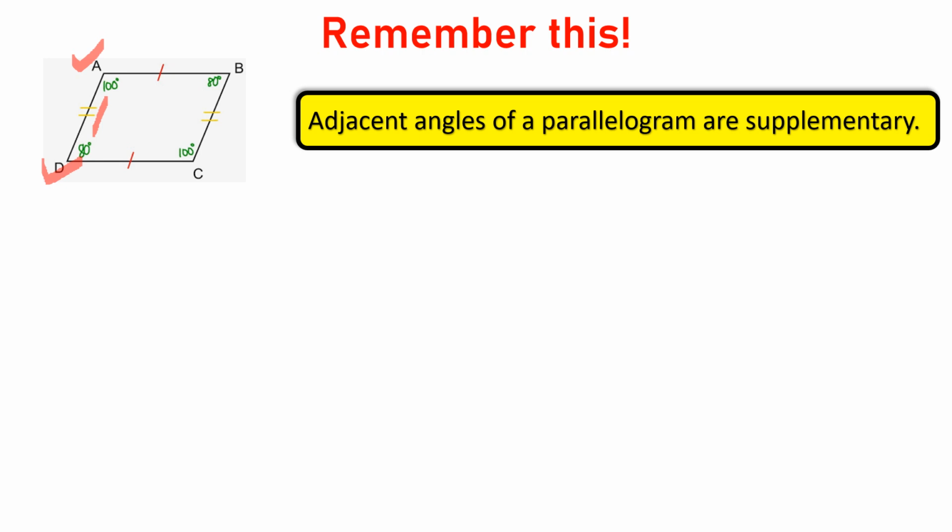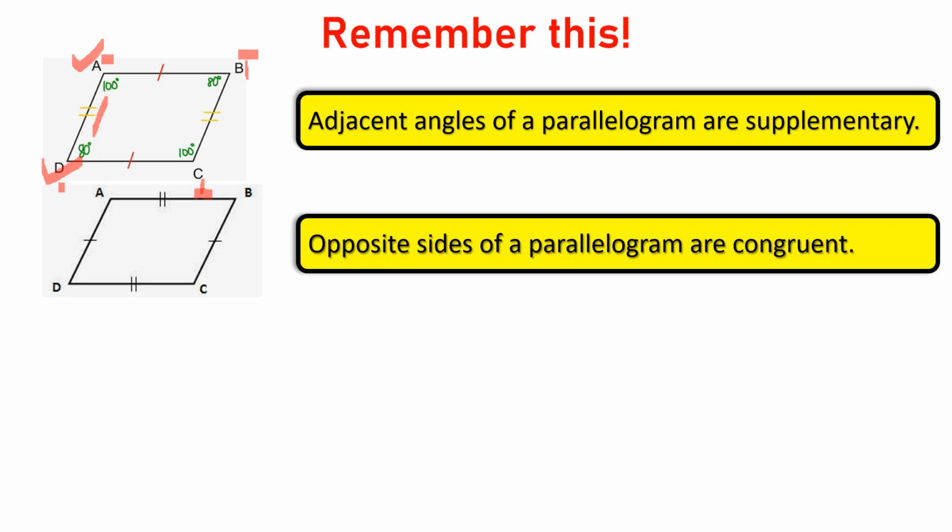Then observe angle D and angle C. These are the adjacent angles. Again, addition of the two angles measure is 180 degree. Similarly, angle B and angle C again 180 degree, and remaining angle A and angle B again are supplementary angles. These are the adjacent angles. So, adjacent angles of a parallelogram are supplementary.